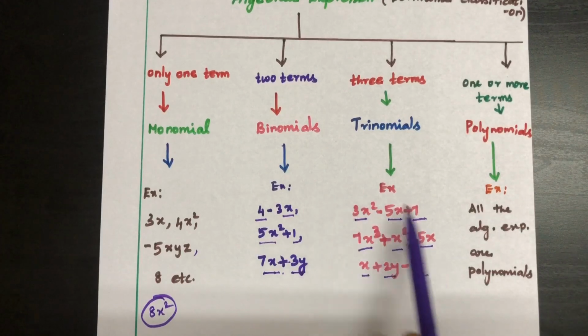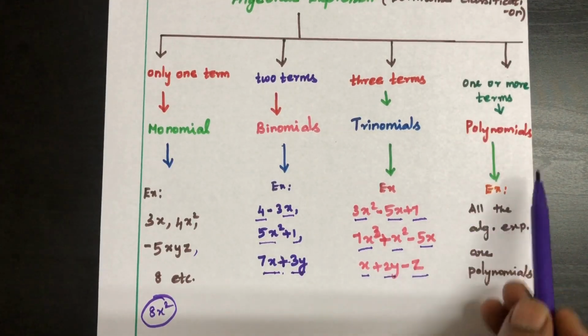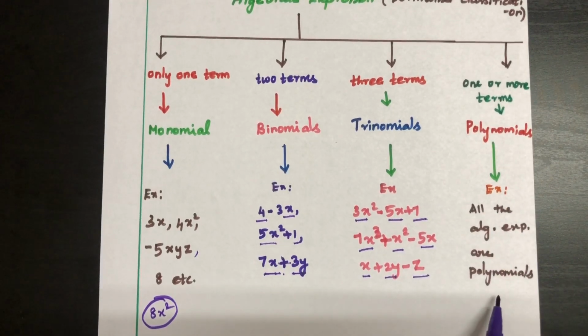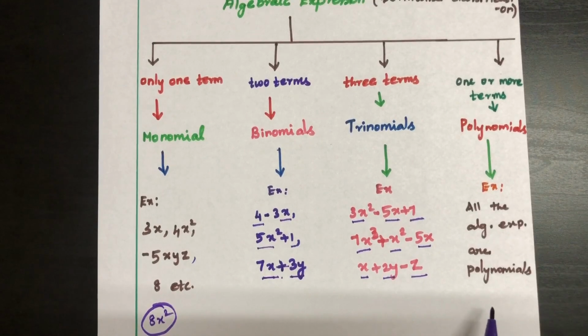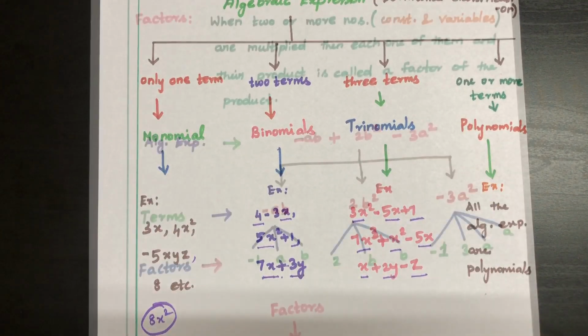So these are trinomials. One or more terms are called polynomials. For example, all the algebraic expressions are polynomials. This is the special case. Please keep it in mind. Polynomial means these are all called polynomials.